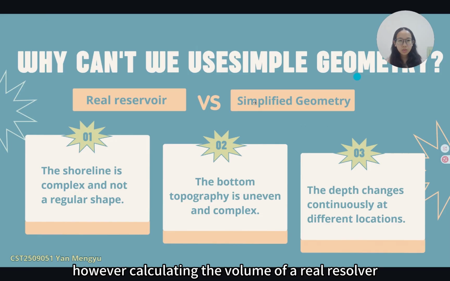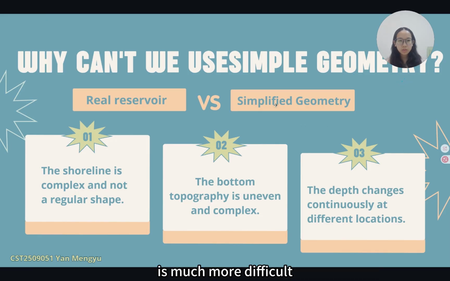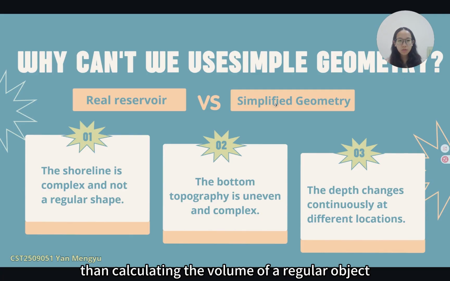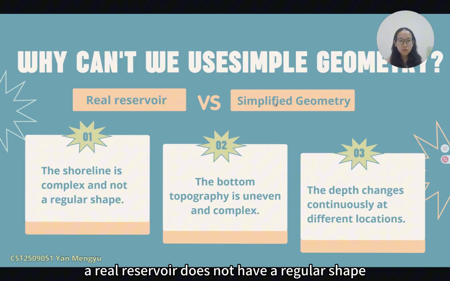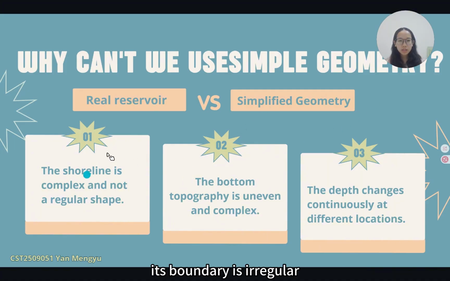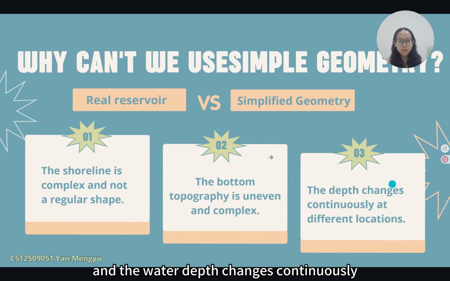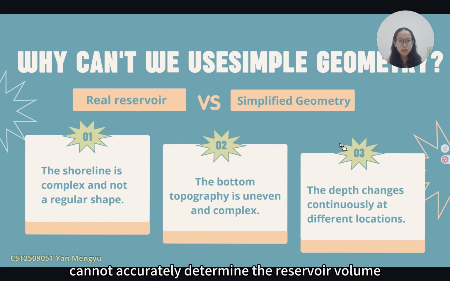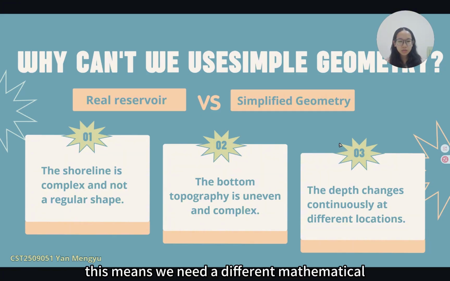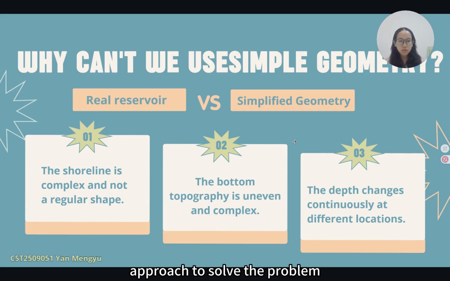However, calculating the volume of a real reservoir is much more difficult than calculating the volume of a regular object. Unlike a rectangular tank, a real reservoir does not have a regular shape. Its boundary is irregular. The bottom is uneven, and the water depth changes continuously from one location to another. Because of these characteristics, simple geometric formulas cannot accurately determine the reservoir volume. This means we need a different mathematical approach to solve the problem.